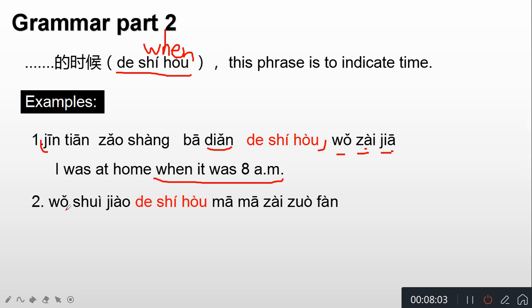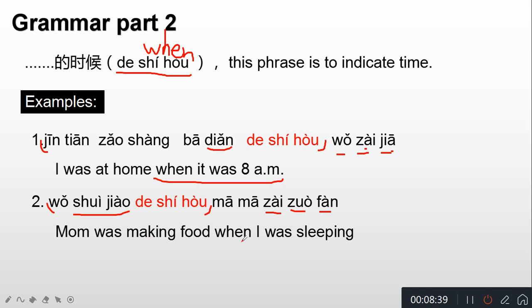Example 2. 我睡觉的时候妈妈在做饭. Okay, so we need to translate firstly from here up to here. 我睡觉. Remember, 睡觉 means sleep. So 我睡觉 is I sleep. 的时候, so when I was sleeping. 妈妈在做饭, 做饭 making food. So mom is making food. In English: mom was making food when I was sleeping. You see, when I was sleeping, which is equivalent to this one, 我睡觉的时候 in Chinese.